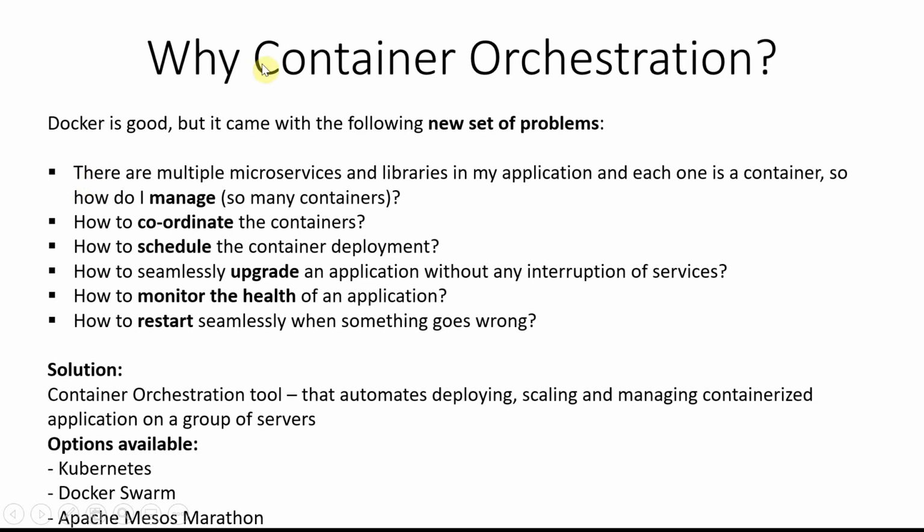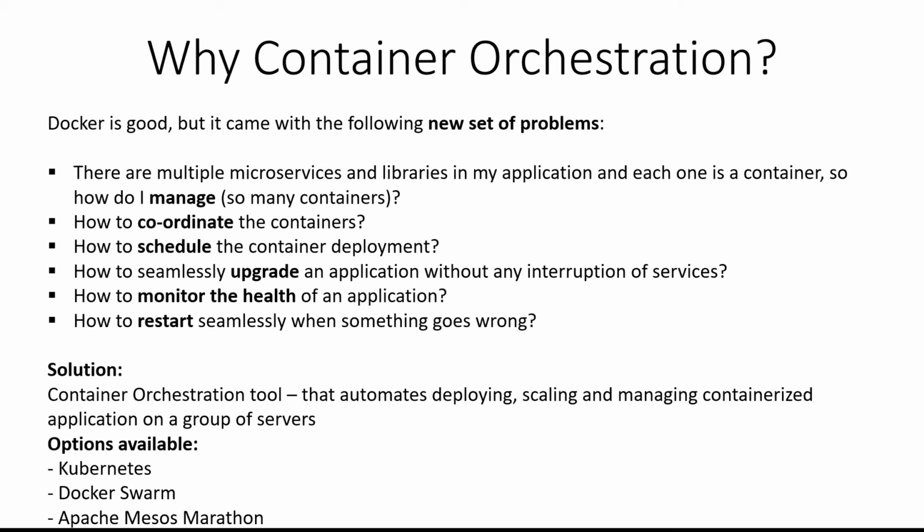That's where Kubernetes comes in, one of the container orchestration tools. As I said, Docker is good, but these are the problems that Docker doesn't solve. Let's say there are multiple microservices. We just discussed one, like an Amazon or e-commerce application. There will be multiple microservices, and there will be libraries for each application, and each one is in one container. So how do you manage multiple microservices and deploy them independently? That is one problem statement Docker doesn't solve.